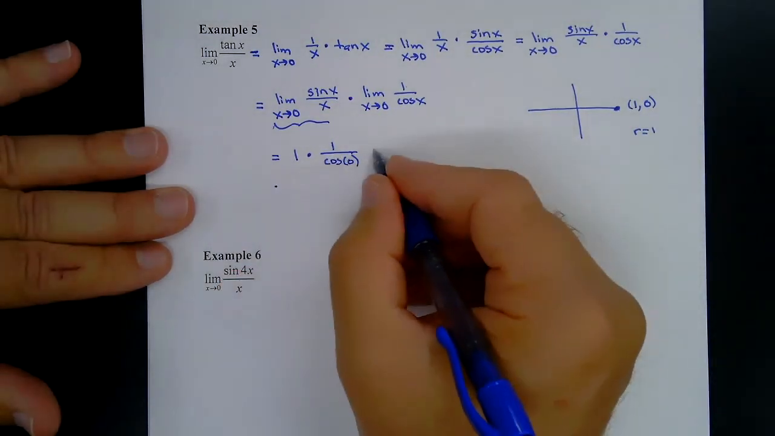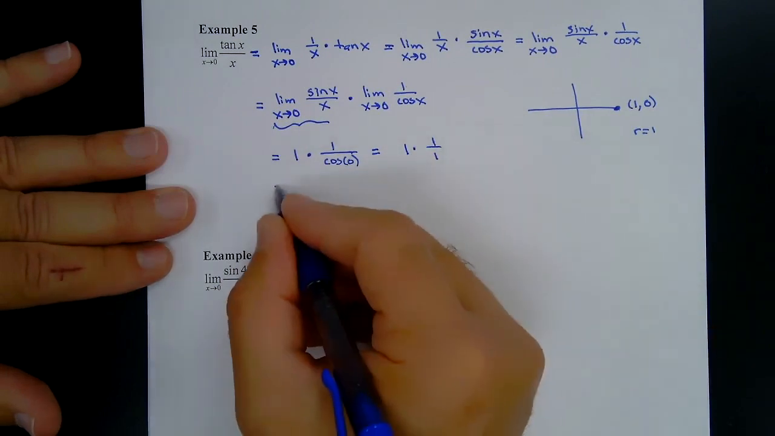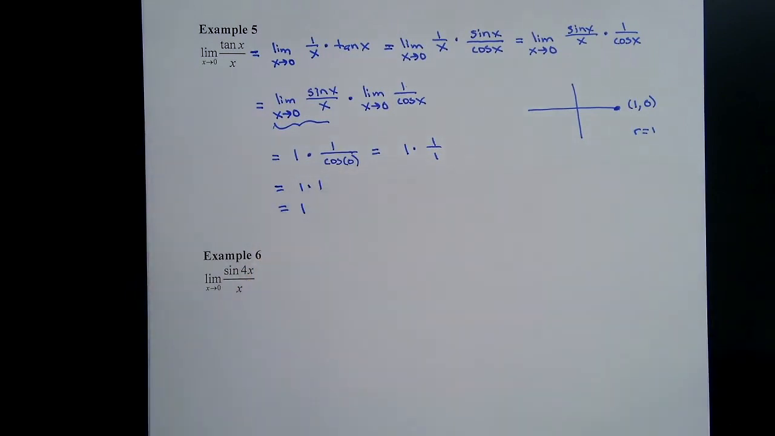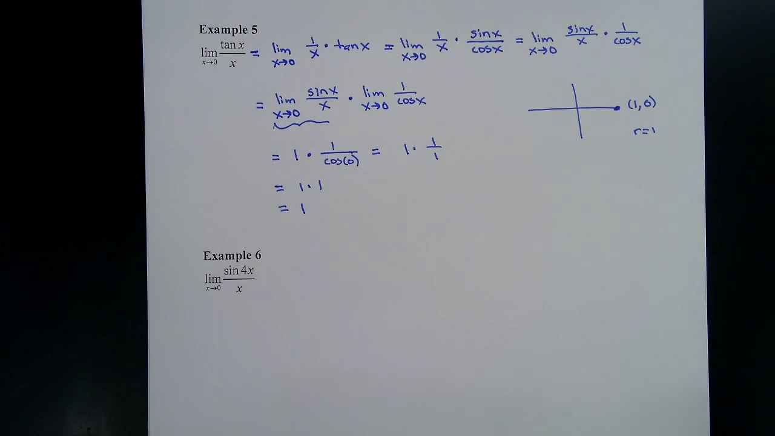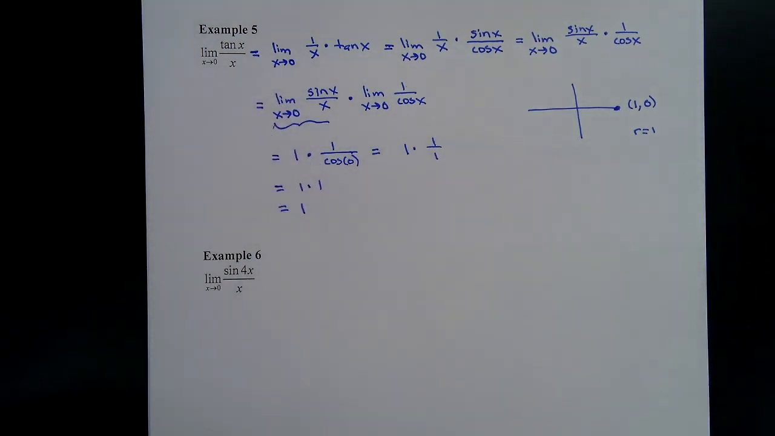So this becomes, I'm going to come off to the side here, this becomes 1 times 1 over 1. Well, that's just 1 times 1. So that means this limit is 1. And so this comes out to be 1. Now, if you try to do a direct substitution, you get 0 over 0, okay? All right, let's do the next example, and then we'll be done.